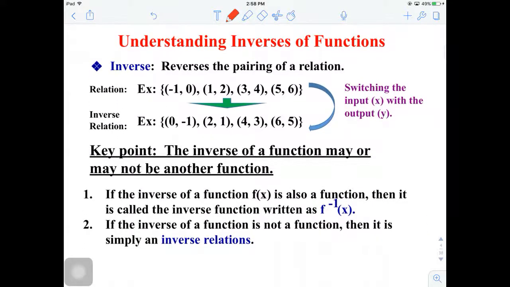And to understand what inverse is, the simplest way to put it is if you have a pair of numbers, you switch the x and the y value, and that creates the inverse. So if every one of these is switched, you will have the inverse function. And that's basically what inverse is, switching the x and y values.